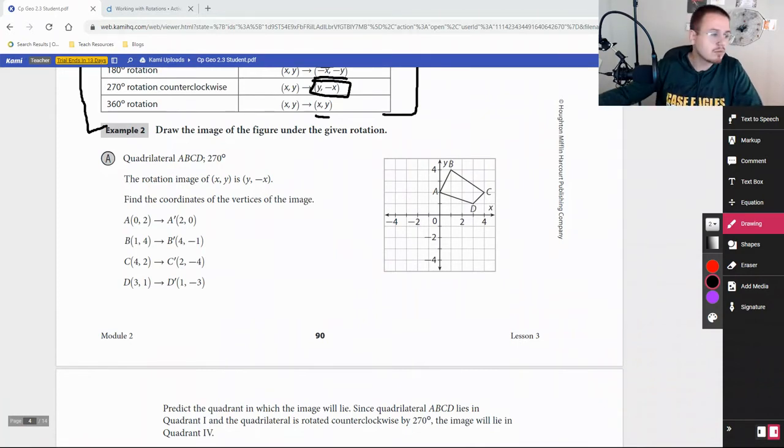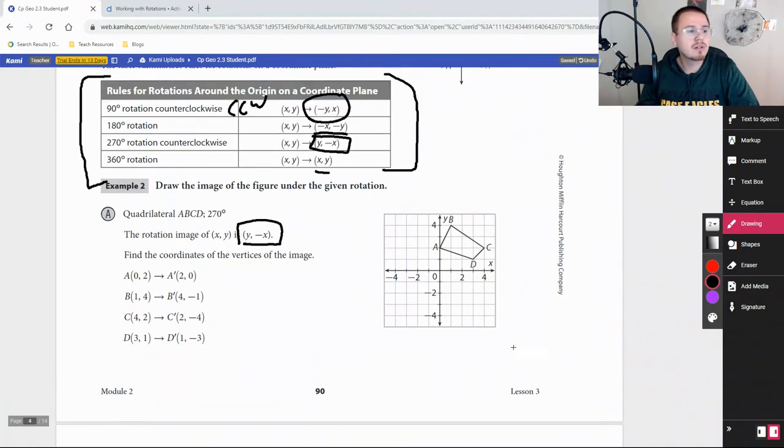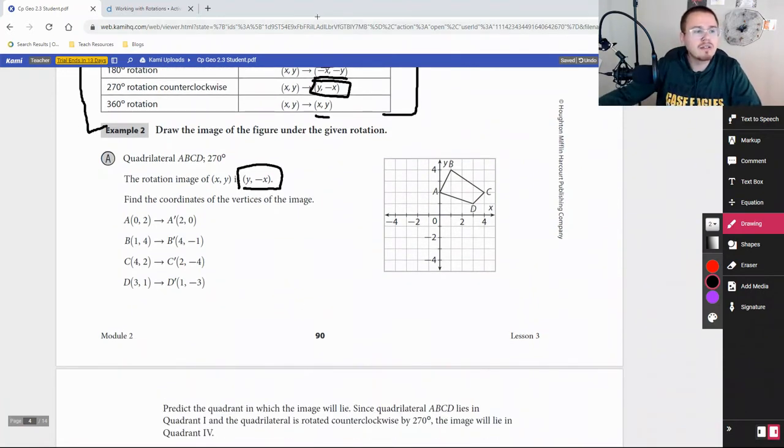It tells you what the rotation is. It's (y, negative x), which if you go look at the rules, that is a 270 degree rotation counterclockwise. So 270 CCW. So we're going to go this way, and we're going to go 270, which is essentially three quadrants of rotation. So it tells you what the coordinates would be, because you can just plug them in and figure that out. So you go from (0, 2) to (2, 0) for your A prime. You might not be able to see these that good, but we'll figure it out. B, (1, 4) to (4, negative 1).